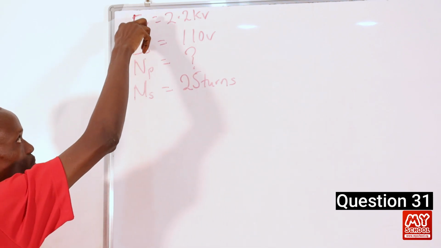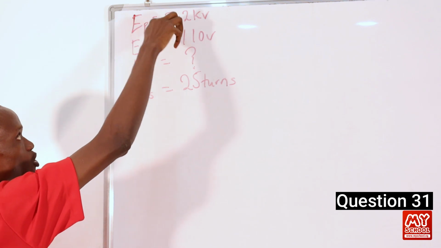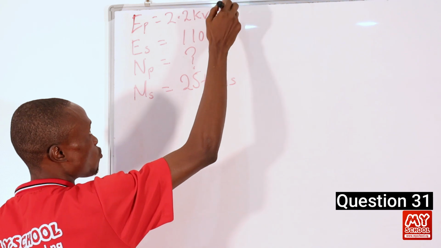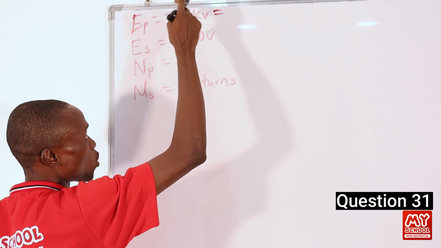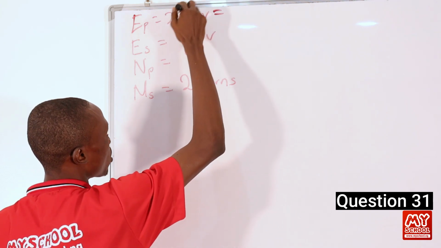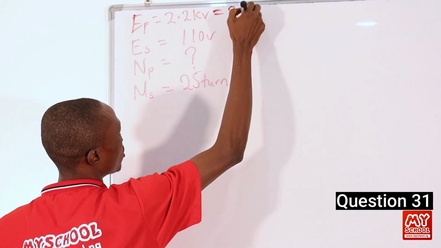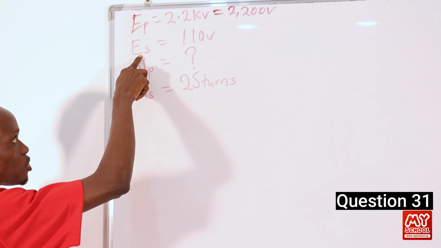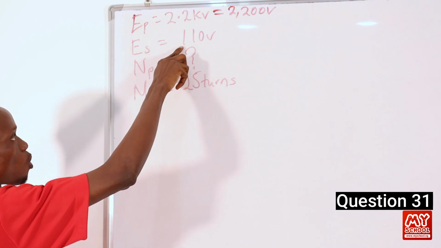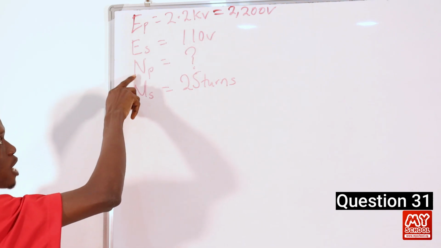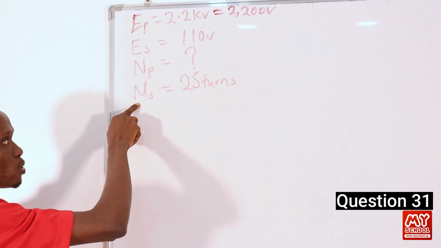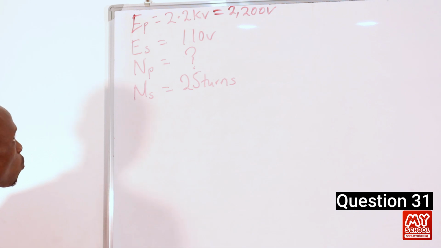So the EMF in the primary winding is equal to 2.2 kilovolts, which we can convert to volts by simply multiplying by 1000. If we multiply this by 1000, we have 2200 volts, while the EMF in the secondary winding is equal to 110 volts. Now we are asked to calculate the number of turns in the primary winding, where we know the number of turns in the secondary winding.